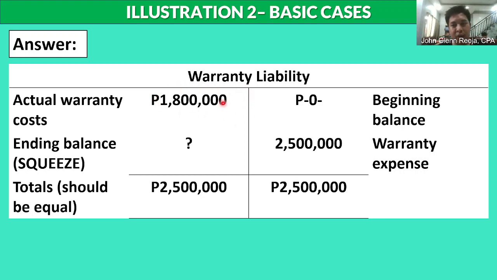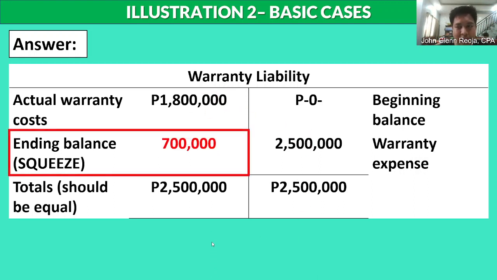So, therefore, how much is the ending balance? 2.5 less 1.8, and the ending balance of warranty liability is 700,000. Okay. Or you may compute using the T account method: the beginning balance is 0, then 2.5, then 1.8, and here is the ending balance, 700,000. That works too.